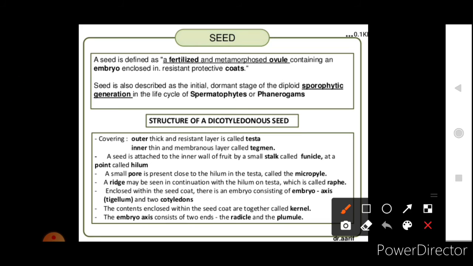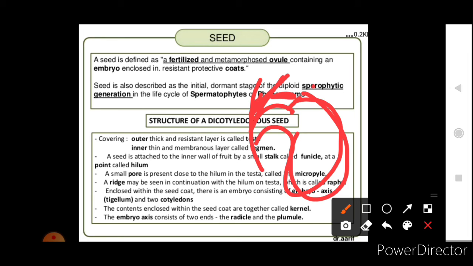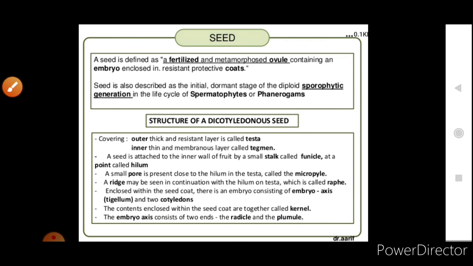See, here I'll make a diagram. The outer layer of the seed is thick, that is called testa, and the inner one is thin and membranous, that is called tegmen. When we talk about the ovule, that is the seed. Now this is the ovule, it will be in this form. The attachment point, this stalk, is called the funicle, and this is called the hilum. Here in the ovule you will be able to see a micropyle pore from which the pollen tube will enter. In this way the diagram will be there.